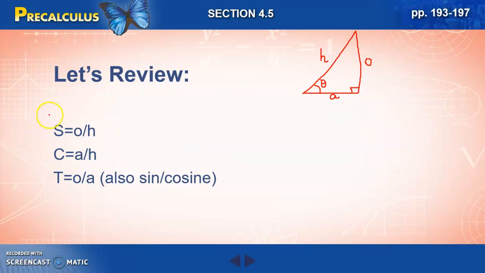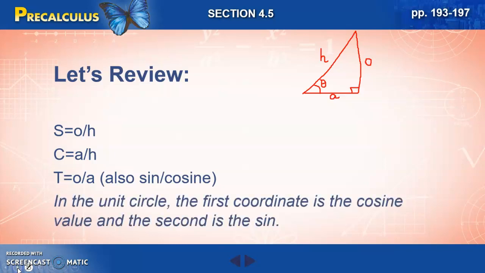So we have that SOHCAHTOA, that made up little word there that math students have been using for years to help them remember those trig ratios. And trig ratios are helpful when we are trying to find missing information regarding an angle or the side of a triangle. Also, please remember that in the unit circle, the first coordinate when you're looking at your radians is the cosine value, and the second is the sine value.